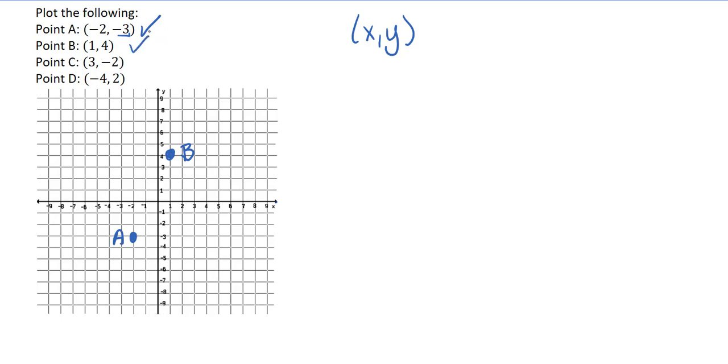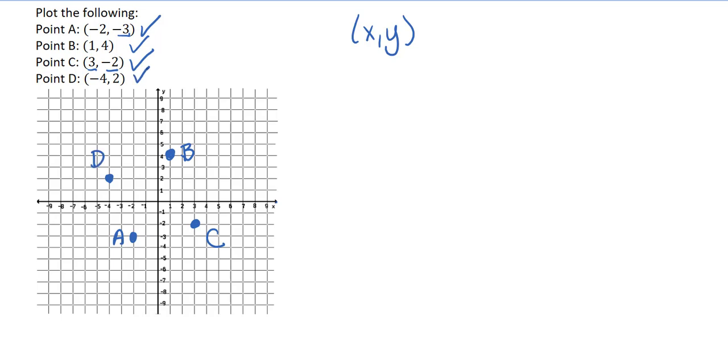Now let's look at point C. We see point C has a positive x and negative y. So let's go over 3 on the x-axis. Then we need to go down 2 because it's negative on the y. So we end up right there. So we have our C. And then D. It's (-4, 2). On the x-axis, we need to go over 4 because we're going to the left, because that's where it's negative. And then we need to go up 2 because it's positive y, which is 2. And that's our D. So here we have plotted all our points.